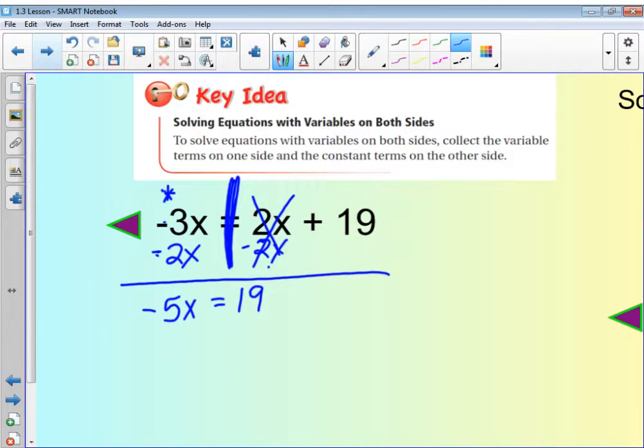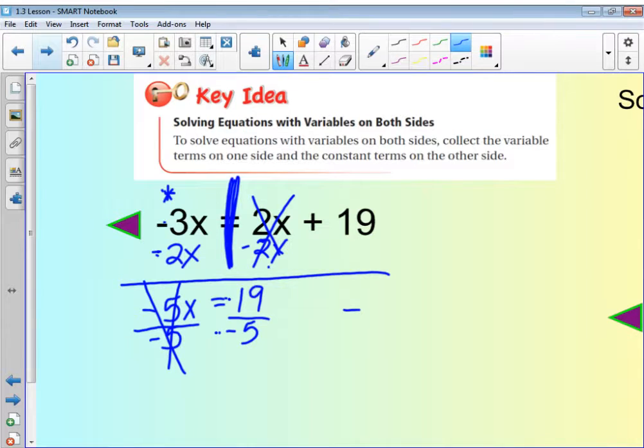So now when I go through, I want to get this -5 away from the x. Right now it's multiplying. We're going to divide by, take the negative with it because you want just x by itself. Divide by -5. Okay, so now if you divide that out, I can tell you right now it's going to be a negative answer because we only have one negative sign between these two. So I know it's negative.